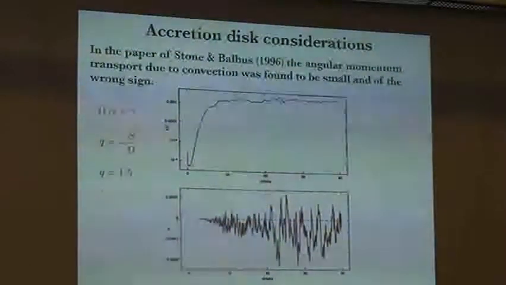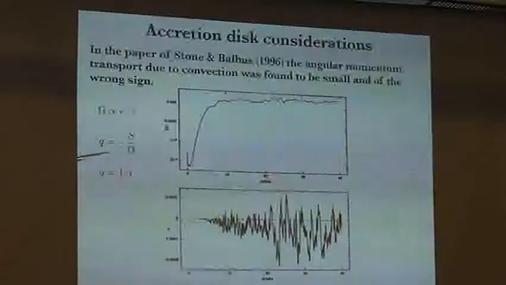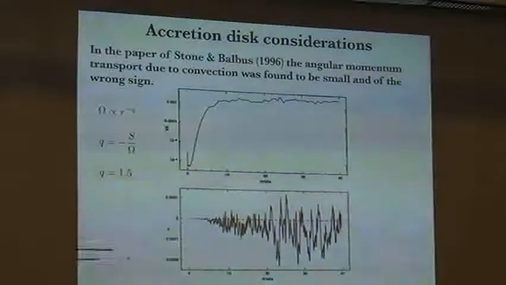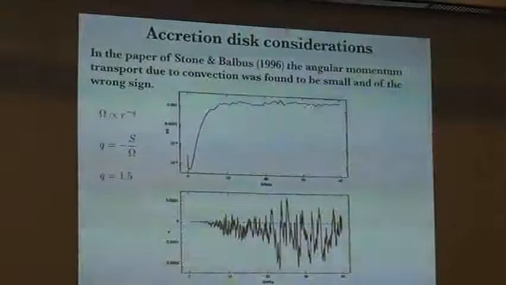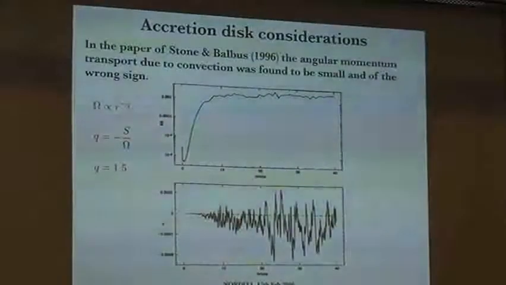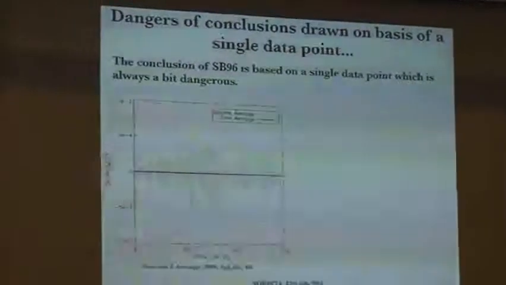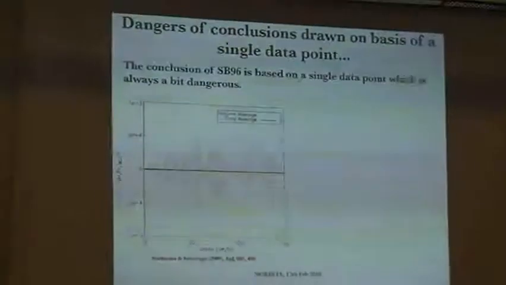And okay, here I have these Q parameters. Q is just describing how the rotation profile looks like, and in our system this is just the ratio of S and omega, and Q equal to 1.5 would be a Keplerian case, so an accretion disk around a black hole, for example, or around a young star. So this looks alarming, but it's alarming also in another sense, that if you just have a single data point and then you draw your conclusions from that.